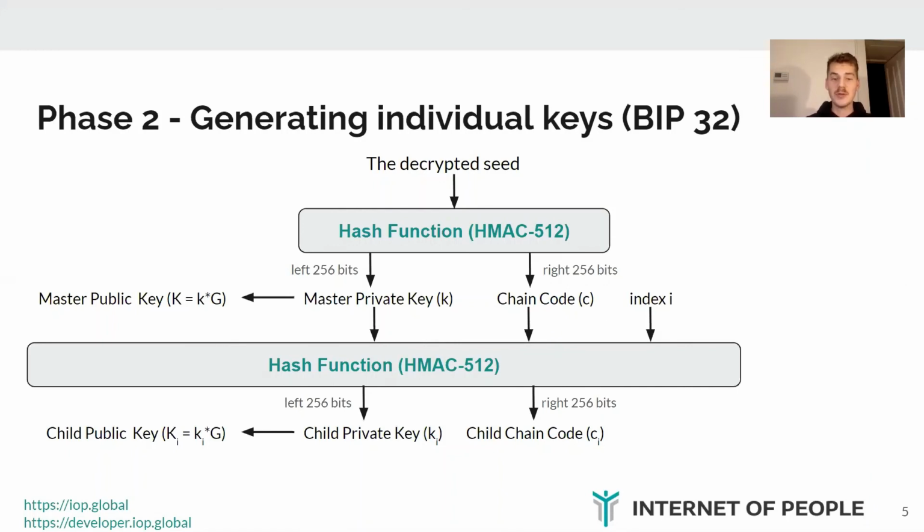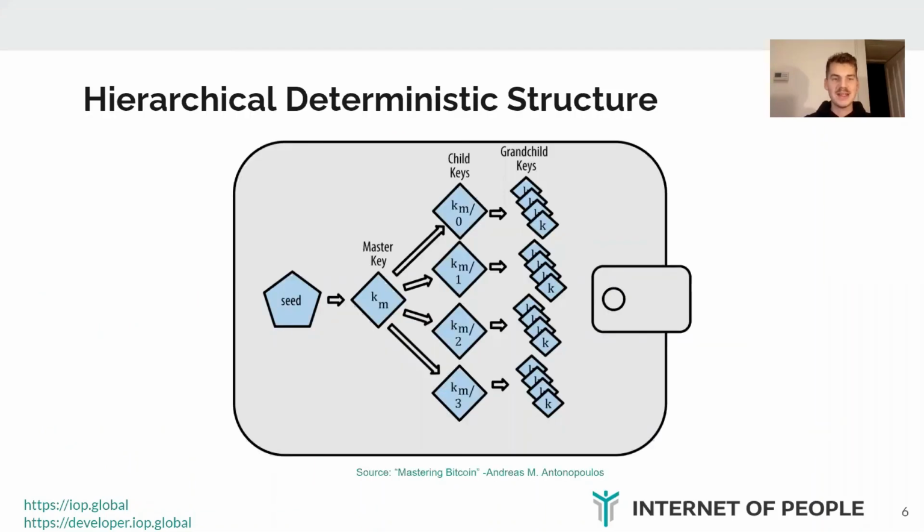What is even more interesting is that you can take this child private key and the child chain code and again execute a hash function. Now you can get an even bigger family. This is called a hierarchical deterministic structure. And as you can see in the picture, it follows a tree-like structure. It is very flexible in nature and it offers a lot of features.